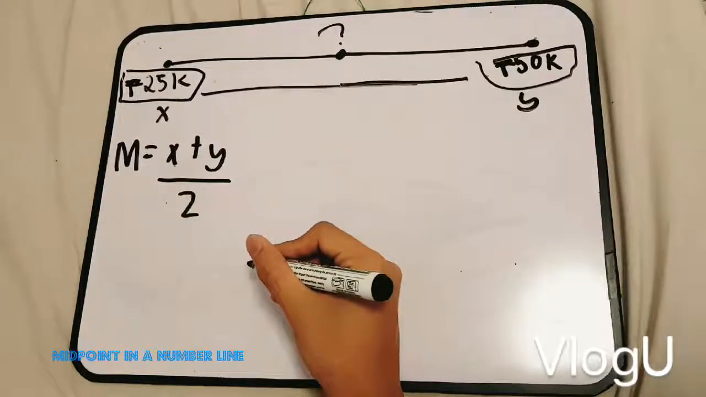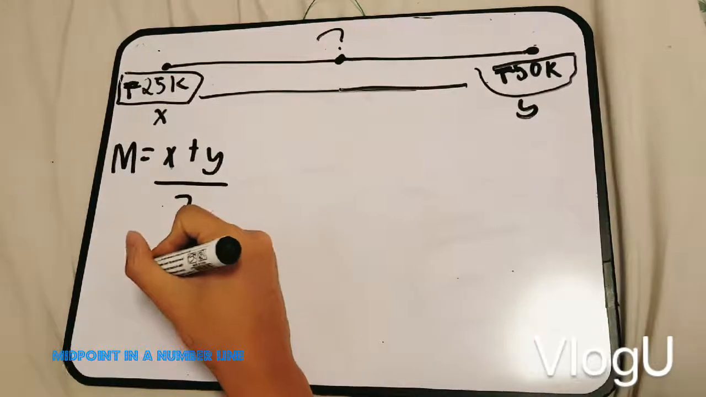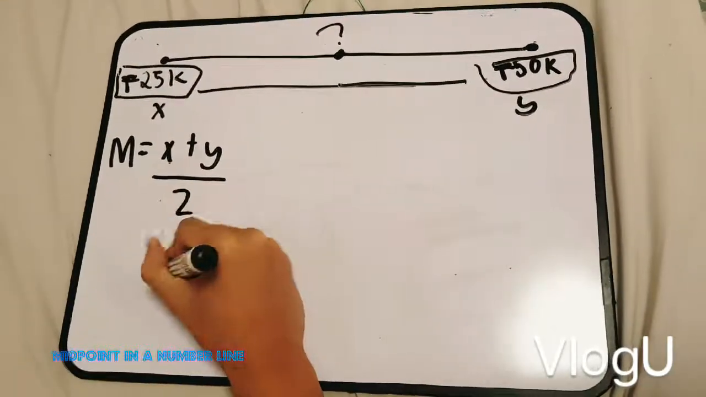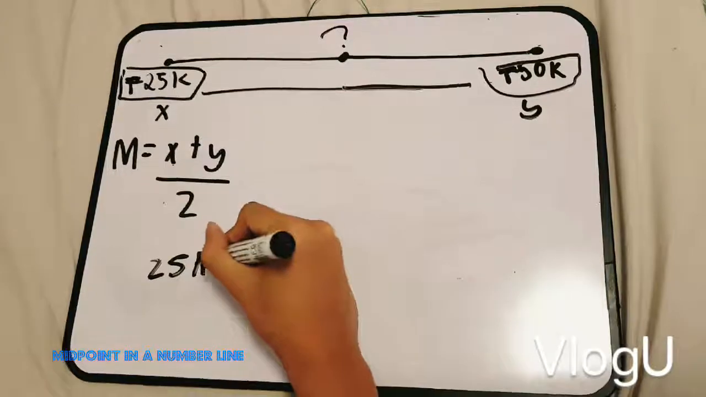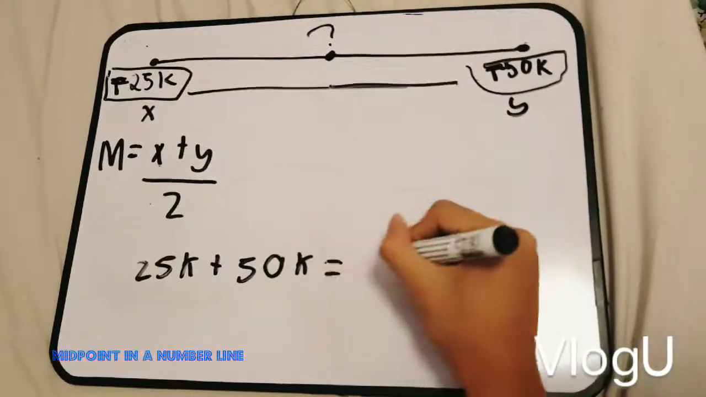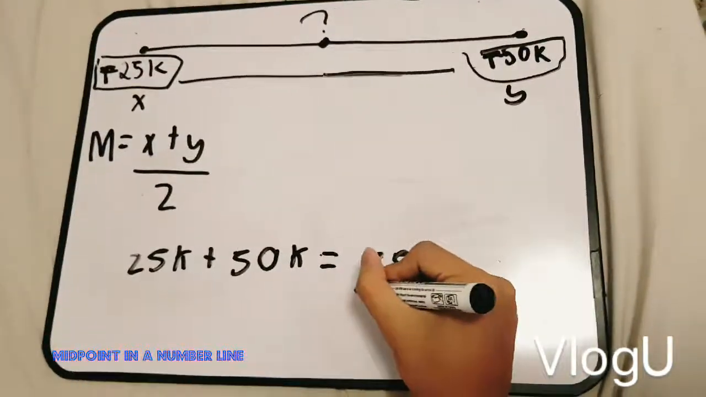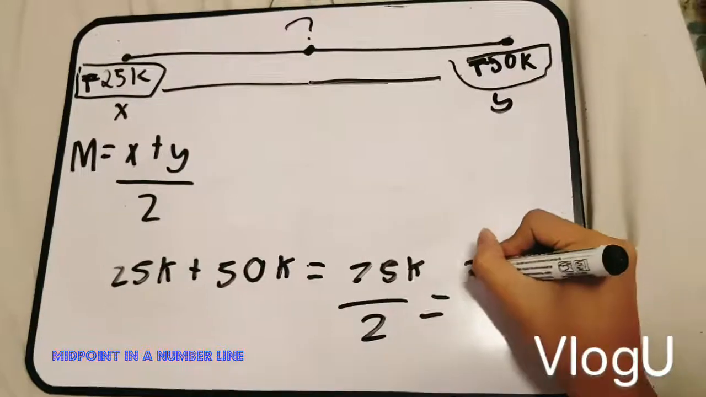The formula for our midpoint is x plus y over 2. So, we will add our x 25k and our y 50k, and we will get 75k. If we divide them by 2, we will get 37.5k.